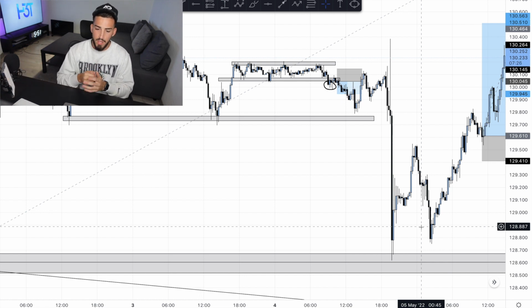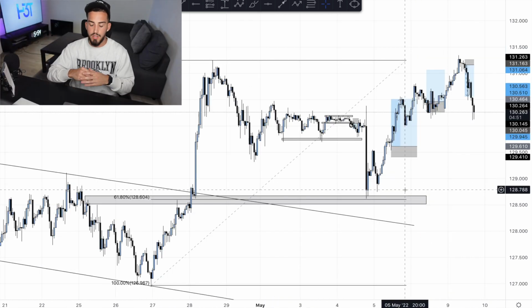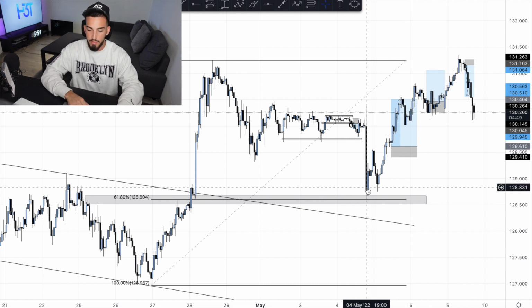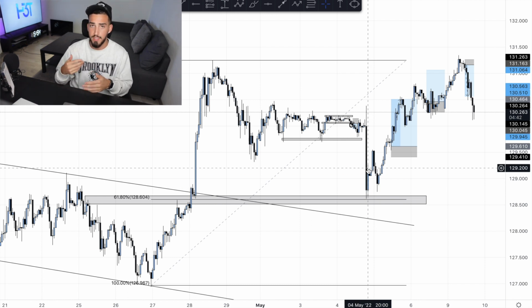So yeah, that's the breakdown of the first trade. Let's now get into the second trade. Okay, so now price has reached the level, the area where we kind of predicted price to go to. We're no longer going to be looking for sell positions.